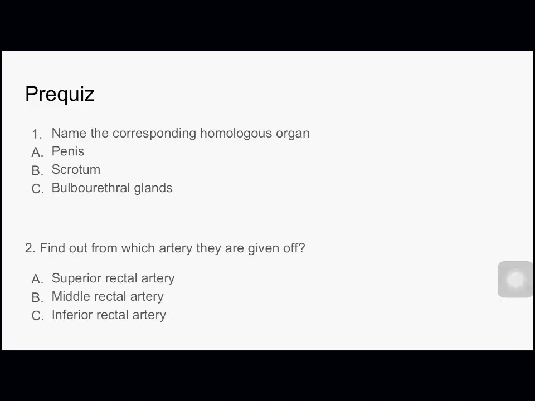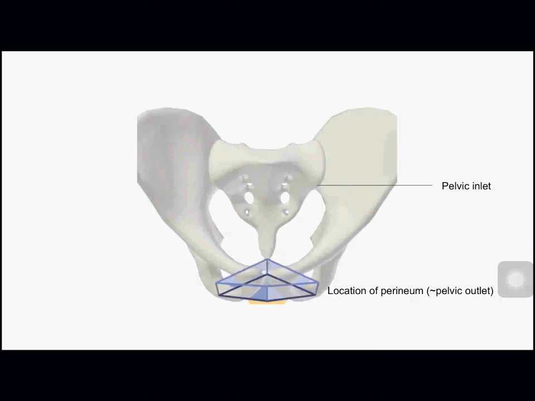Then the middle rectal artery is a branch of the anterior division of the internal iliac artery. Then the inferior rectal artery is actually a branch of the internal pudendal artery, which in turn is a branch of the internal iliac artery. I will show all of these arteries, so no need to worry, just to prepare you. Now let us move on to the topic proper, that is the perineum.